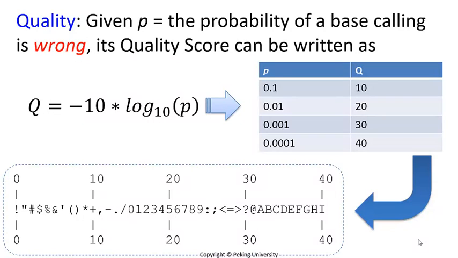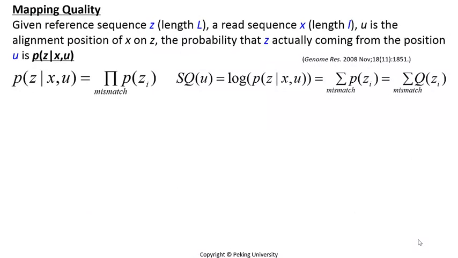Therefore, Li Heng and Richard Durbin proposed in 2008 the concept of mapping quality to handle this problem. Specifically, let's first assume that all the mismatches observed are sequencing error artifacts. The probability of this assumption being true will thus be the multiplication of the probability of each single mismatch being made by sequencing error.